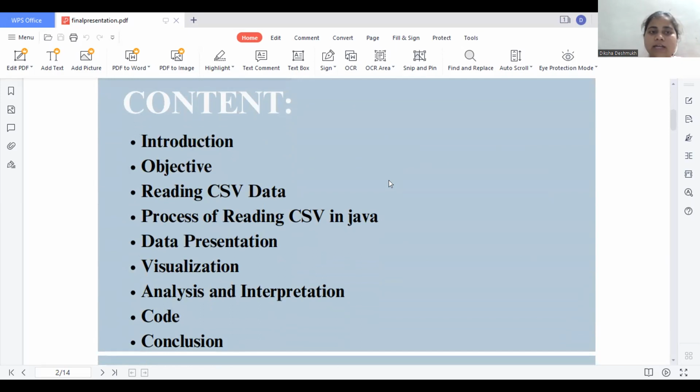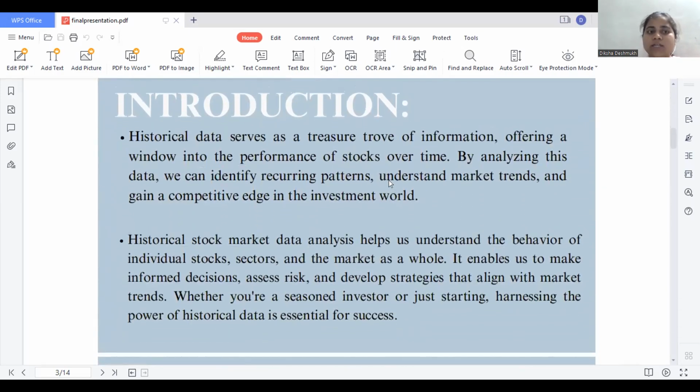On the next slide is the introduction. Stock market historical data serves as a treasure trove of information, offering a window into the performance of stock over time. The monthly stock data is calculated and stored in a database, and to structure and maintain that storage we can use CSV, which is also used in data storage and manipulation. By analyzing this data we can identify recurring patterns, understand market trends and gain a competitive edge in the investment world.